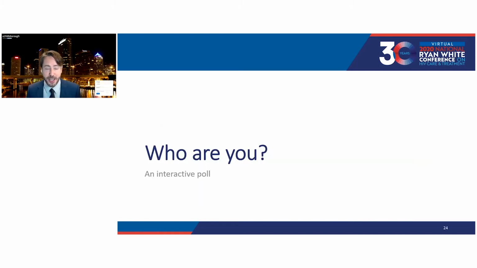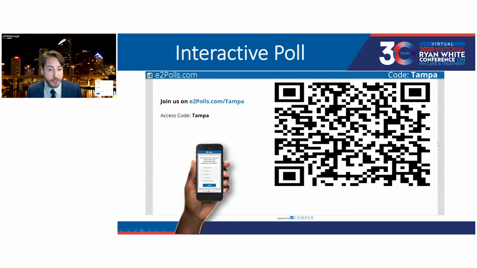And we're actually gonna do a little bit of an interactive poll. These pre-recorded virtual sessions are hard to be interactive, but we're gonna try our best. This is a polling tool that you can use. If you just take your iPhone out and point the camera at the screen, you can click on the link, or you can join e2polls.com/Tampa, or go to e2polls and put the Tampa code in.